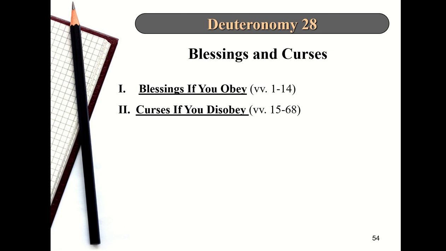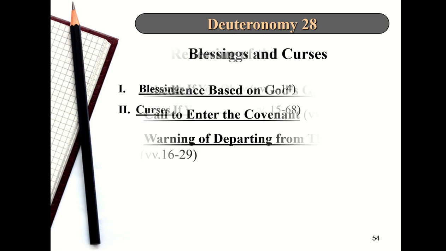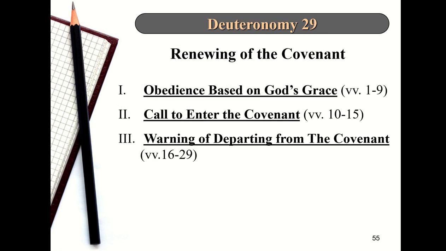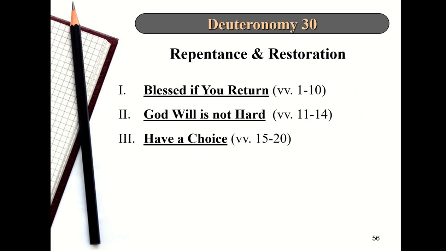Well, chapter 28 dealt with the blessings if you obey and curses if you disobey. This ought to remind them, on the verge of going into the land, if we obey God, we're blessed. If we disobey, we're going to be cursed. And so chapter 29, the obedience should be based upon God's grace, a call for them to enter into the covenant. There was a warning about departing from the covenant. So here is the renewal of the covenant.